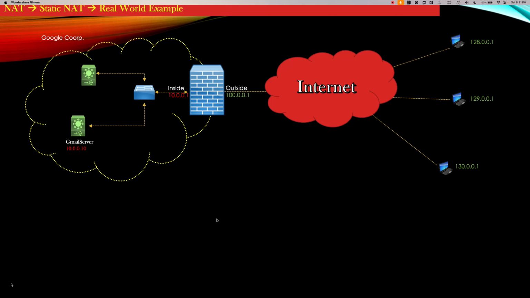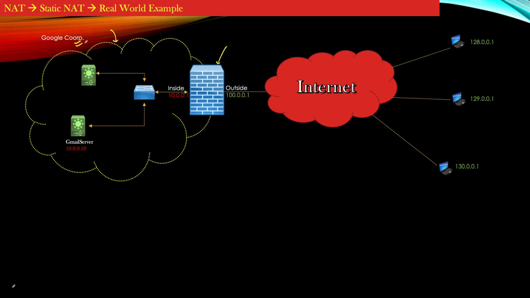So guys, let us understand how static NAT solves the real world problem. Let us say that you have a Google corporation which is maintaining its private network protected by a firewall device. Now we all access our Gmails, right? Have you ever thought about where the Gmail application is actually running? Where are all your emails being saved? There should be some machine which is doing all that stuff.